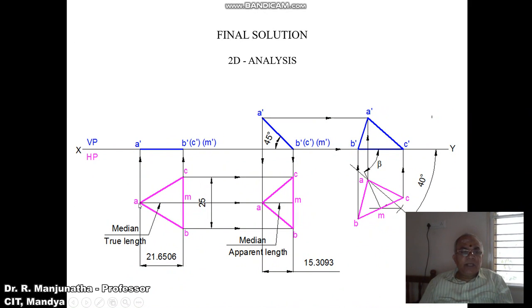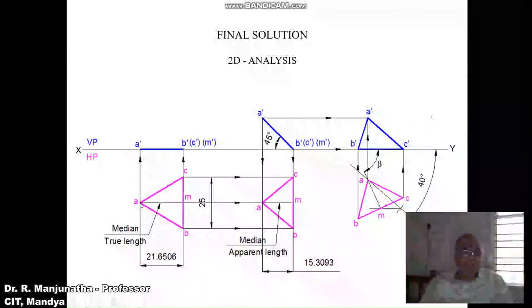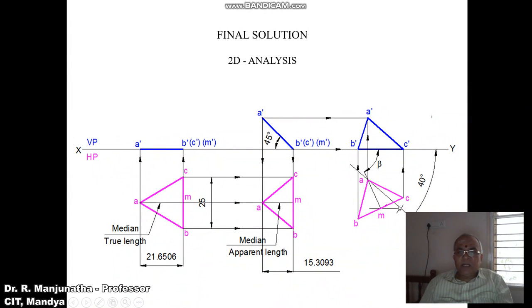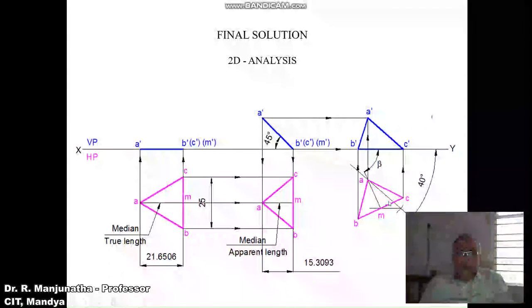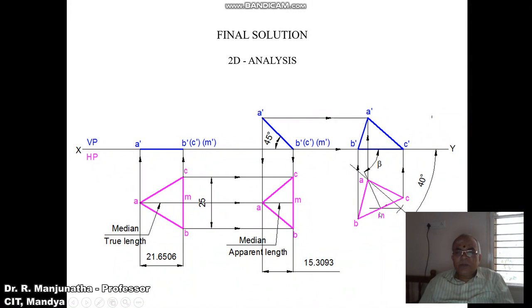Using the compass, measure the distance from A to M, and with A as center, cut an arc on this 40 degree line, and then you get the locus. Then draw a locus line, and measure the distance from A to M in the second position top view, which is the apparent length. With A as center, cut an arc on the locus line to get this point M. Then join A to M, which is the apparent inclination, beta. Then on this line, you draw the second position top view.